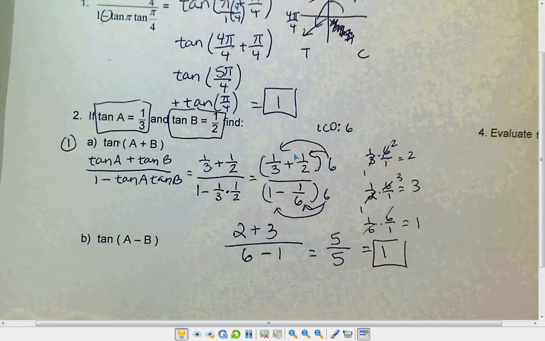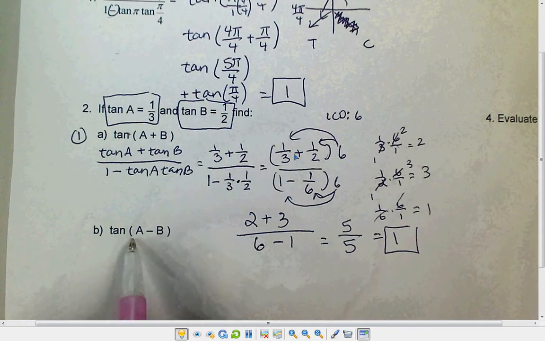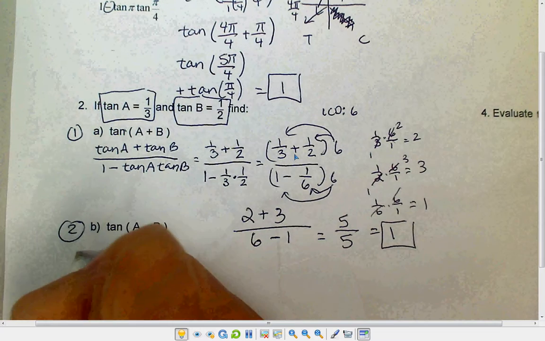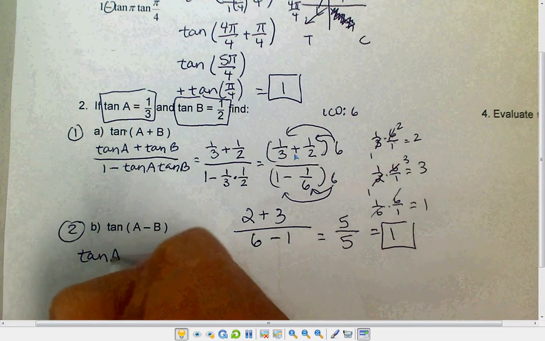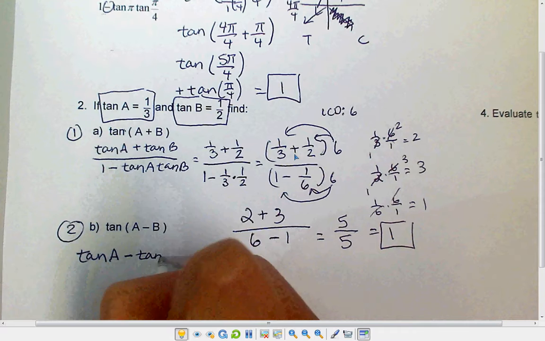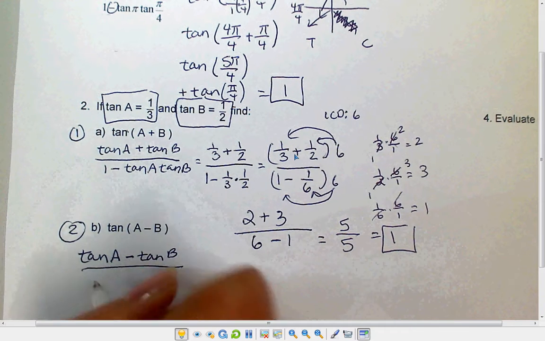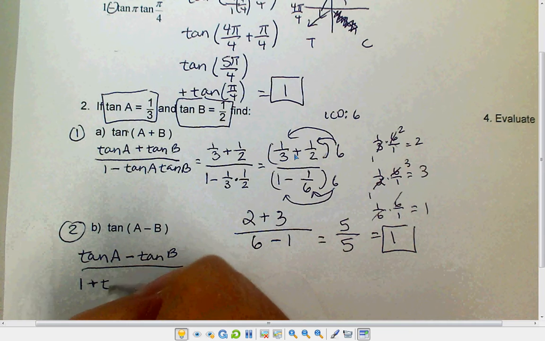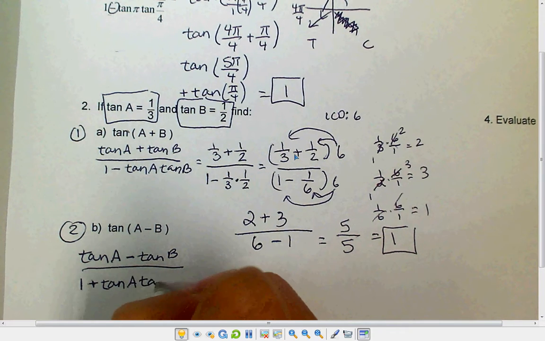For part B, we're doing something similar, but now, because it's A minus B, we're going to be using equation number 2. Again, the only difference here is that instead of a plus, we have a minus on top, and at the bottom, instead of a minus, we have a plus.